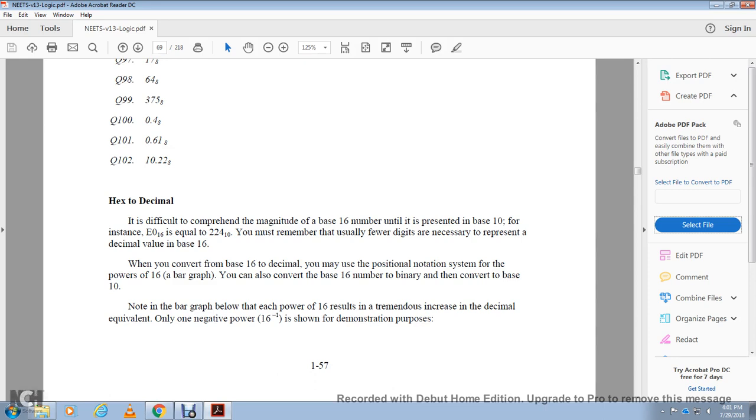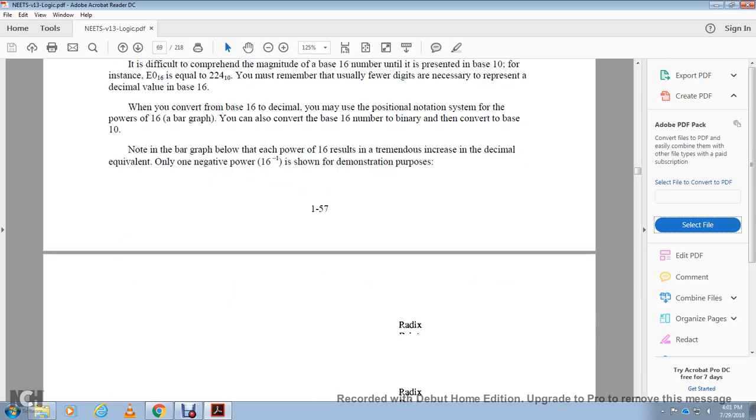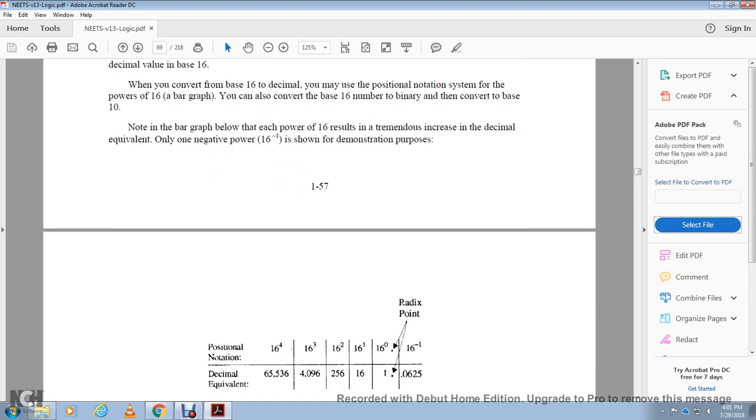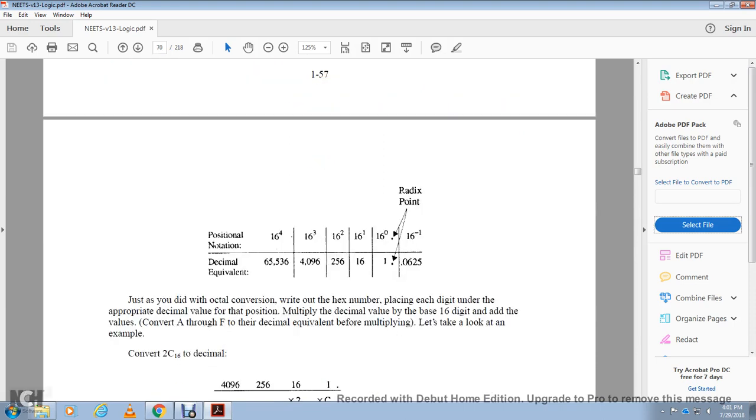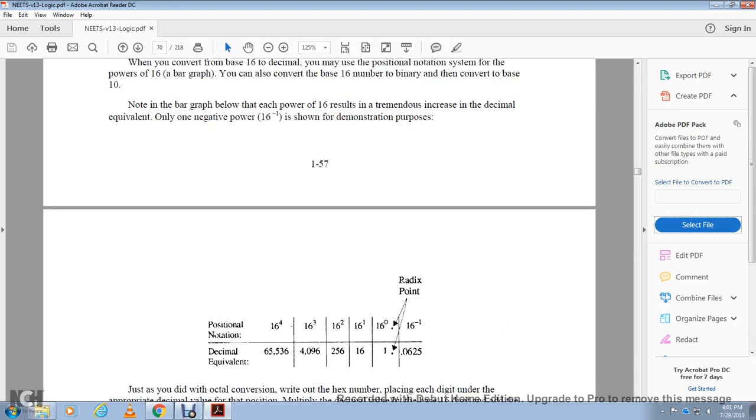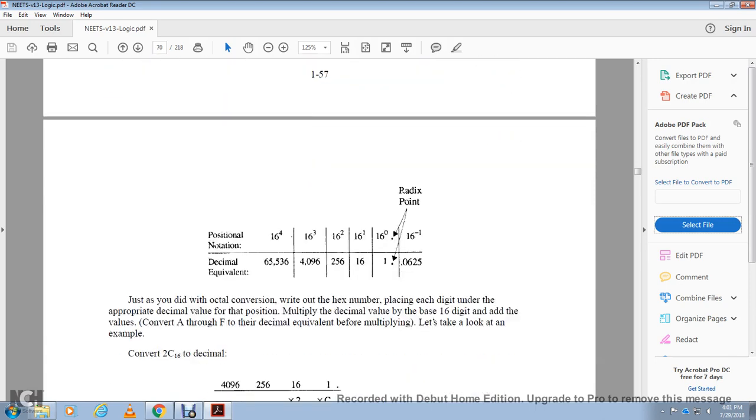When you convert base 16 to decimal, you may use the positional notation system of the powers of 16 in the bar graph. You can also convert the base 16 number to binary, then convert it to base 10. Each power of 16 results in a tremendous increase in the decimal equivalent; only the negative first power of 16 is shown for demonstration purposes. So 16 to the 4th, 1, 2, 3, 4, so that's 5 positions. Alright, so the number was 224, I believe.